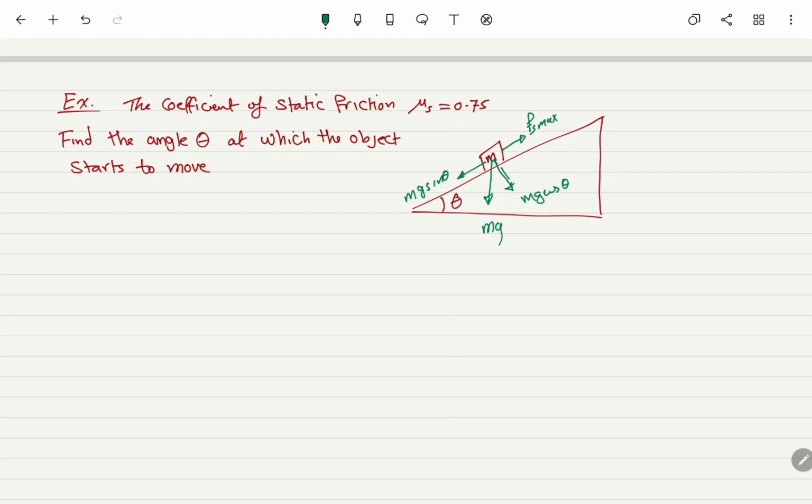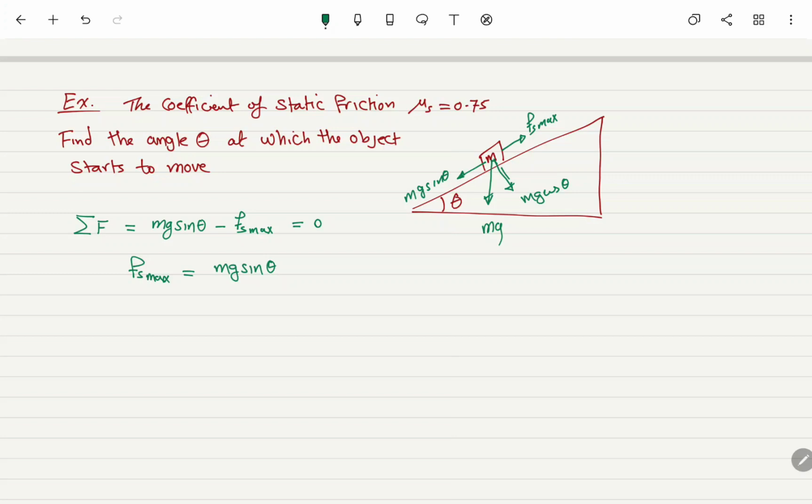Why is it max? Because we are looking for the maximum angle, and after that maximum angle, the critical angle, the object will start to move. Sum of all forces is equal to mg sine theta minus Fs max. It's not moving, it's about to move, so it's equal to 0. So Fs max is equal to mg sine theta, and theta is still missing here.